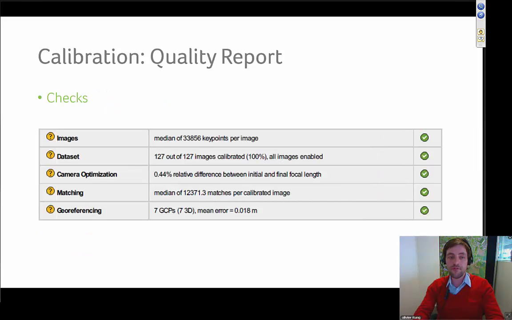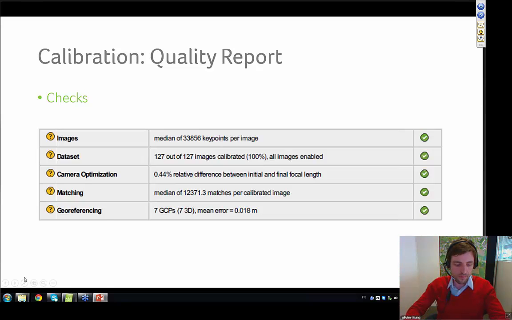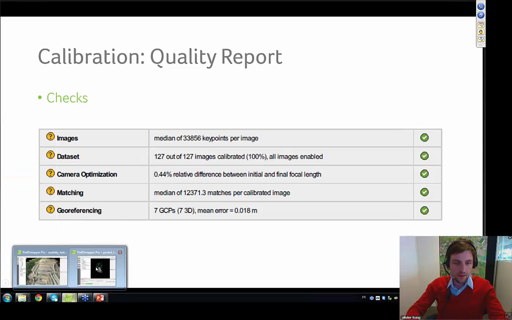All right, so as I mentioned, the first tool that gives a first assessment of the quality of the calibration is the quality report. So maybe I can show a live example.